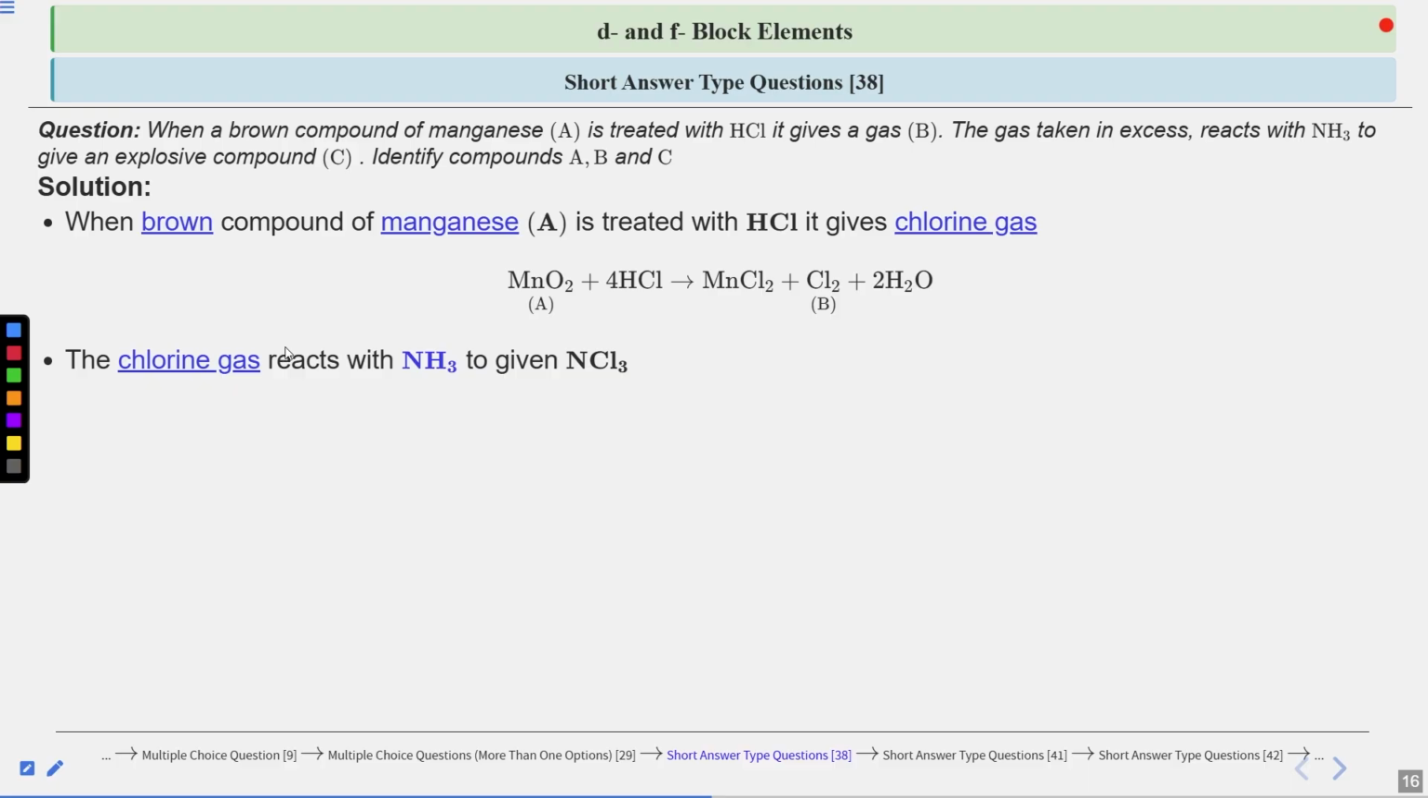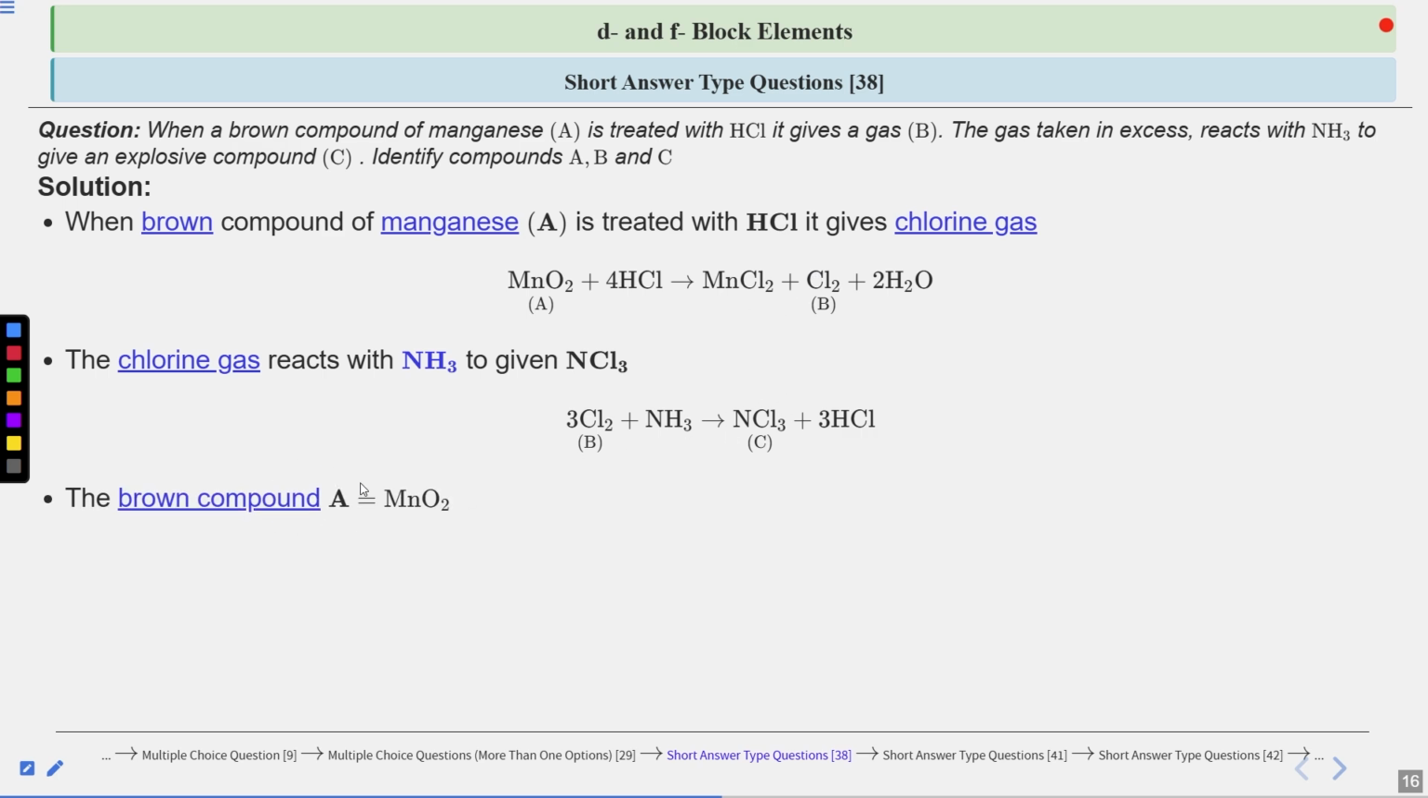Now, this chlorine gas in excess, when it reacts with NH3, that is ammonia, gives NCl3. So chlorine gas reacts with ammonia, gives us NCl3, and also gives us the hydrochloric acid molecule. So C will be the NCl3 compound. So A is MnO2, B is chlorine gas, and C is NCl3.